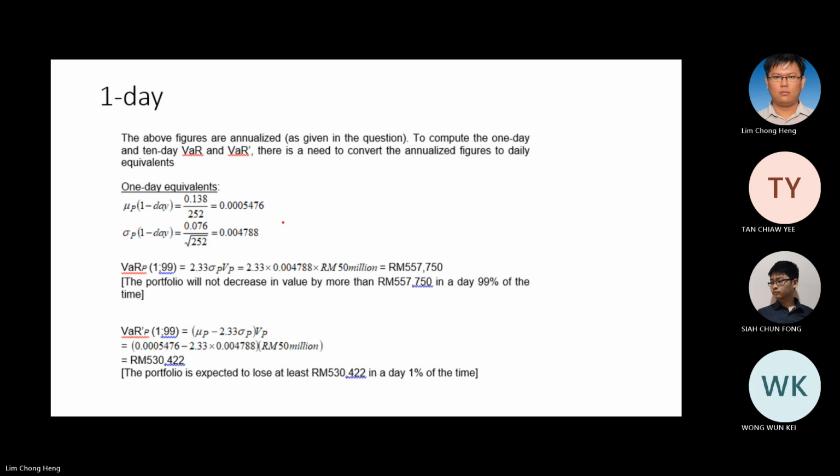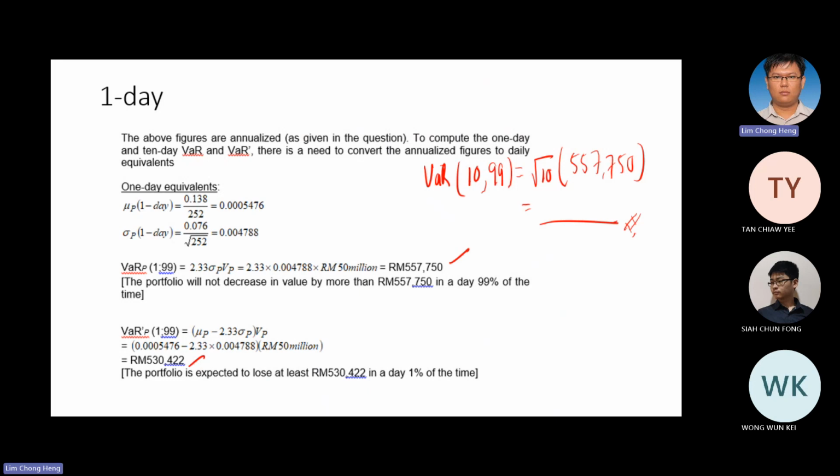So normally 1 day VAR and 1 day absolute VAR, no issue for you all. You all can get the answer. And then 10-day VAR is not the issue for you all. For 10-day VAR, you just square root of 10 and then multiply with 557750. You can get the answer right, and then you're very happy.